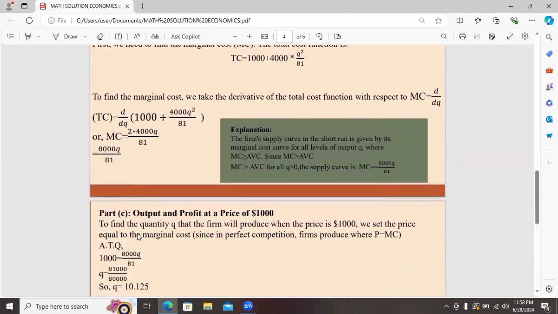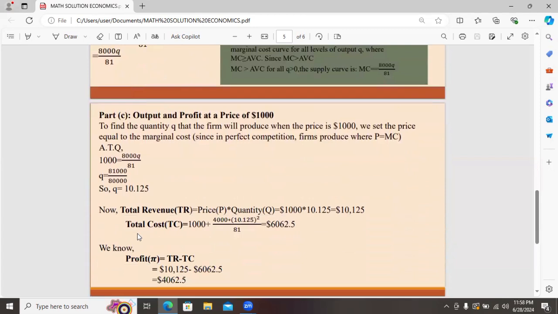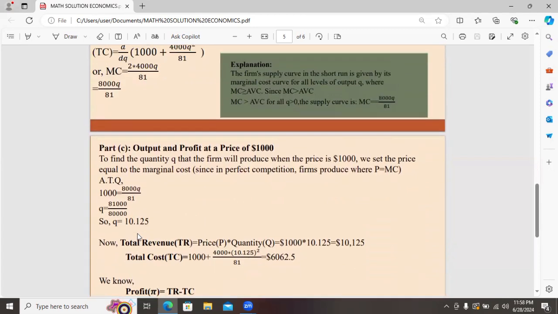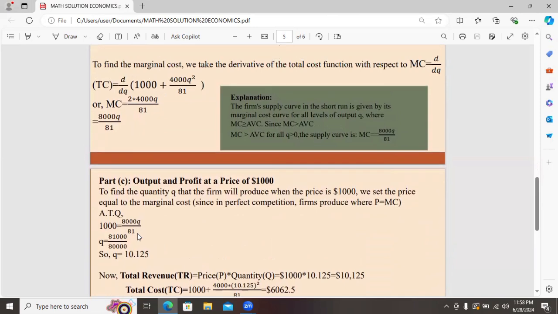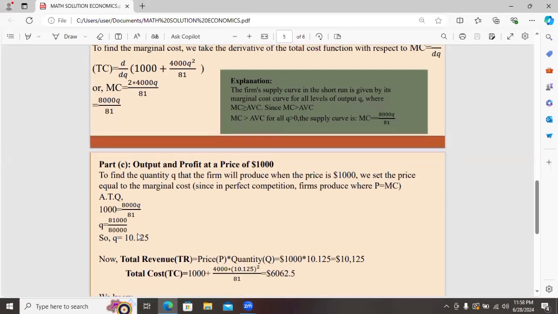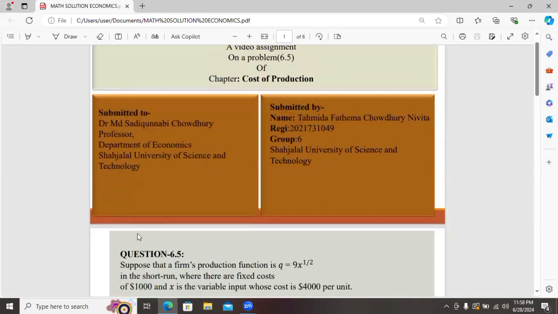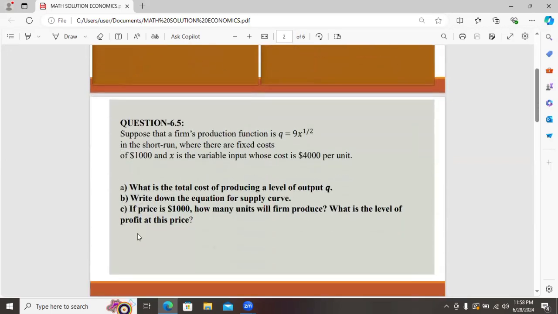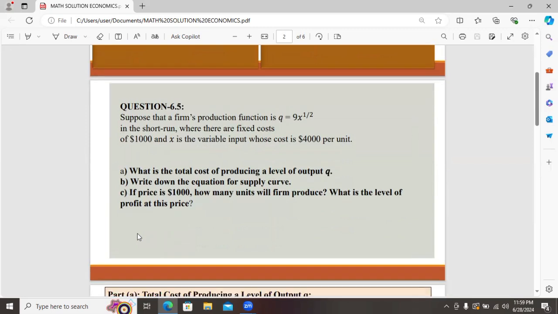Now in part C, we have to find output and profit at a price of $1,000. We have one piece of information, which is P, and another factor here is quantity Q that we haven't found out. Let's go back to the question. Here we can see the price is $1,000, which is given, but the question is how many units the firm will produce. That means the quantity is not given. And then, what is the level of profit at this price? That means they're accepting the fact that it would be a profit.